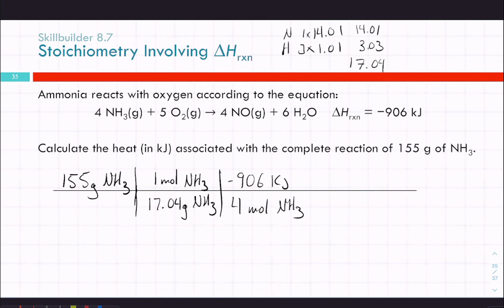So now you can see we'll do 155 times negative 906 divided by 17.04 divided by 4. This will be negative 2,060 kilojoules of heat. It's just another conversion factor. Uses the same rules as molar ratios and other stoichiometry problems that we've done.